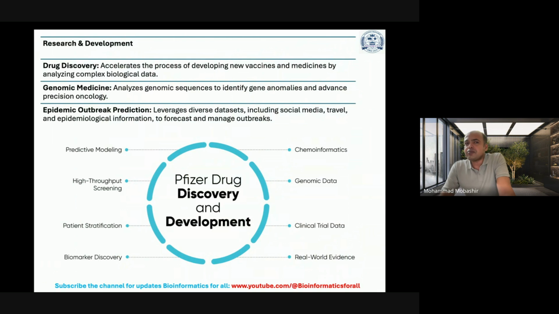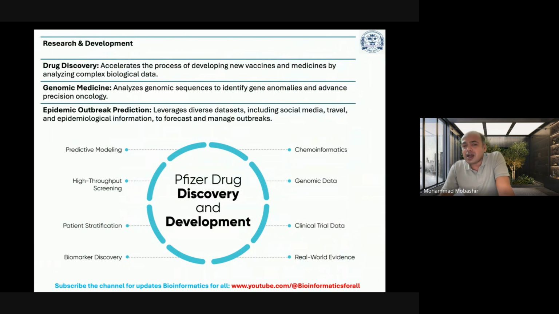It makes it more interesting, and genomic medicine accelerates the process of developing new vaccines and medicines by analyzing complex biological data. Genomic medicine analyzes genomic sequences and genomic information to identify gene anomalies and advanced precision oncologies.